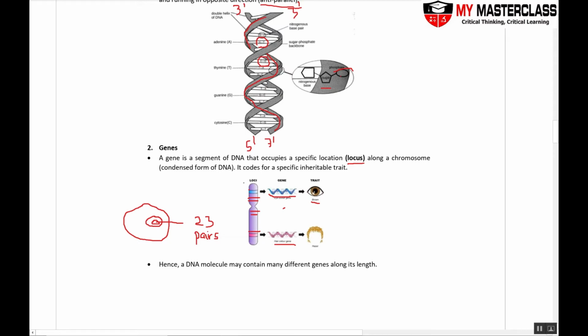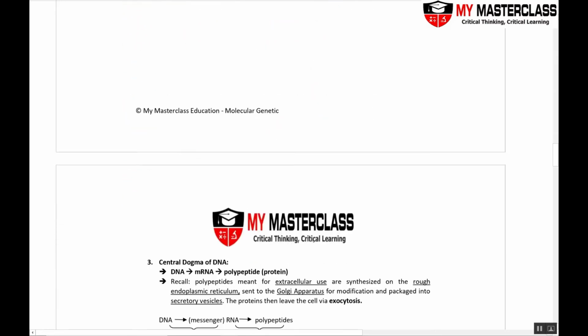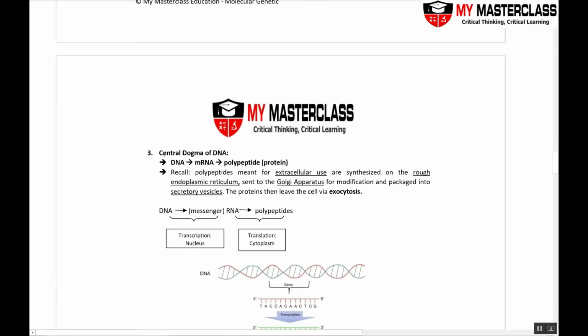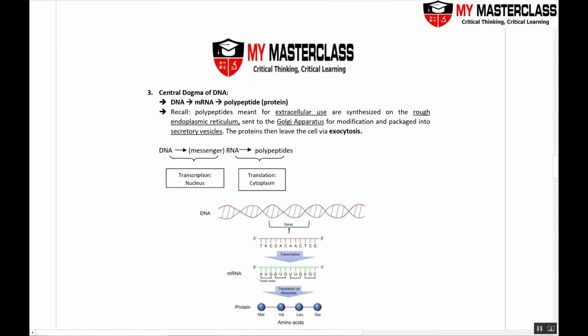It is all coded within the genetic information. So how is it possible that these little base pairs actually give rise to what we have, our organs, our hormones, the proteins that we produce? And that is covered under what is known as the Central Dogma of DNA.